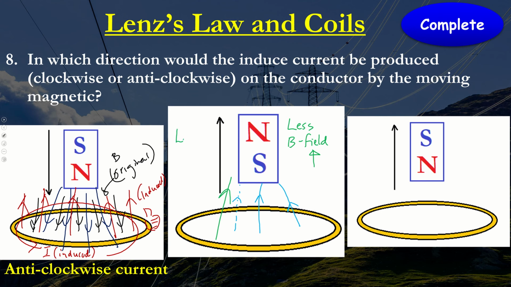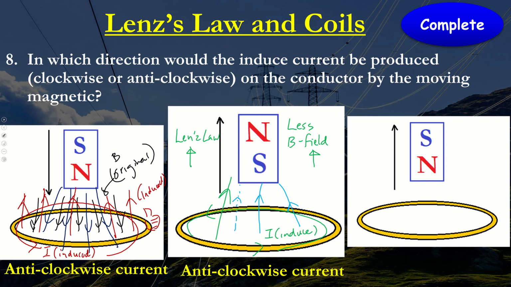And so Lenz's law says, no way, we want to counteract that. So we're going to also generate magnetic field lines going in that direction. So using your right hand grip rule, thumb pointing up, fingers are going around the circuit in this orientation. So it is also going to be anti-clockwise.